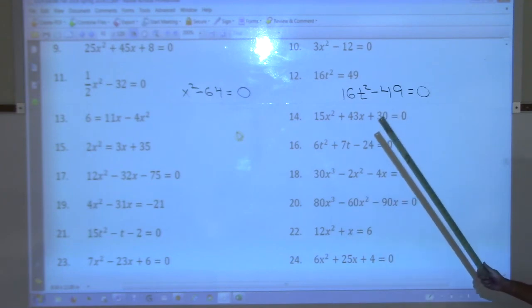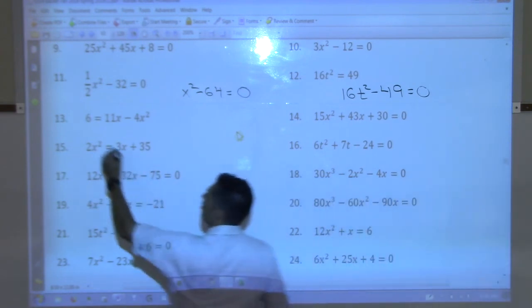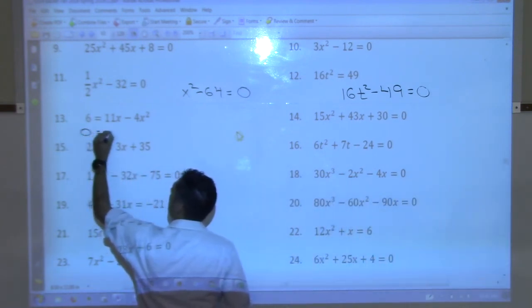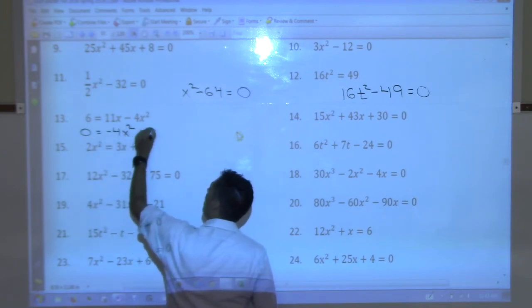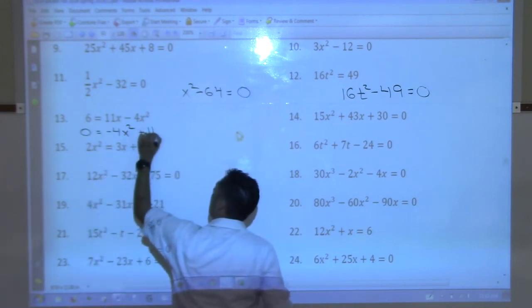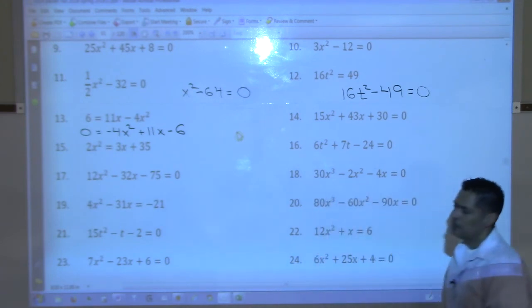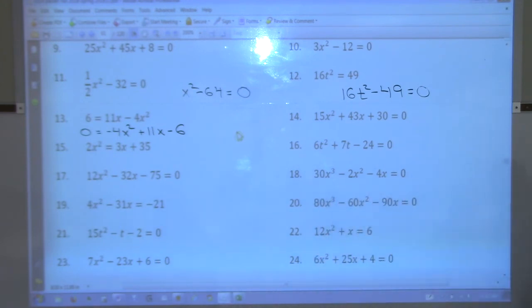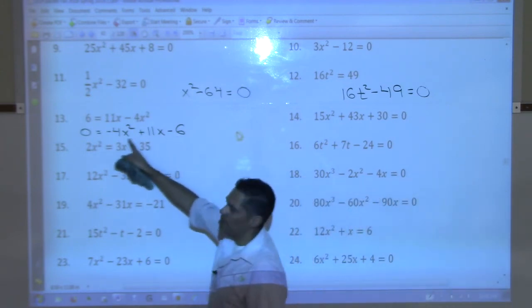Oh, go ahead. But in that case, when we put it in descending order, do you want me to do that? Minus 4x squared is going to be in the middle, right? The minus 4x squared will be first, and then I'll have plus 11x. And then I'll have minus 6 since we brought it over to the right-hand side. Yeah, descending order, right? So at this point, you can use your AC method.